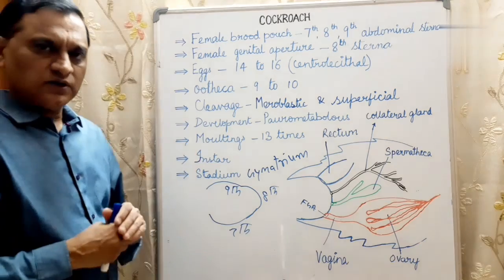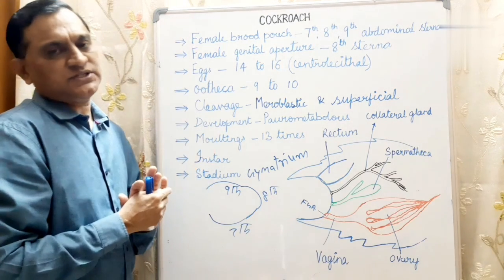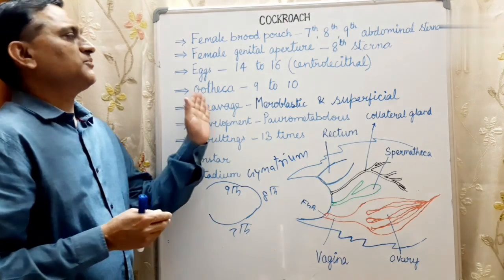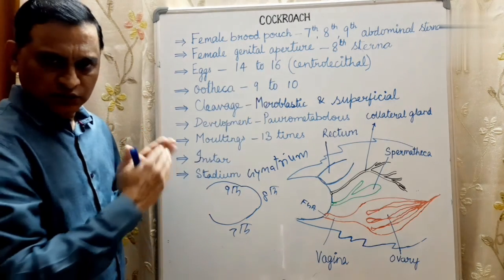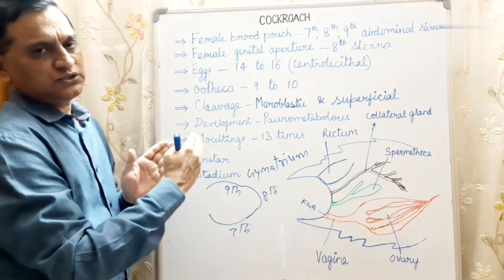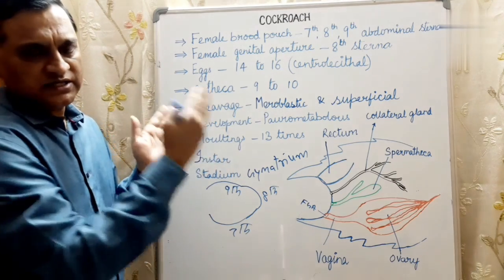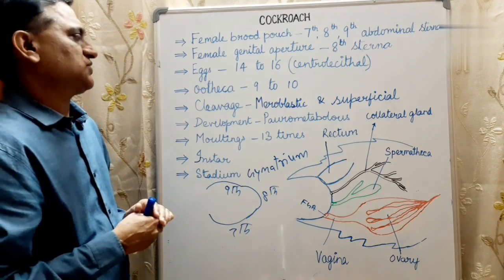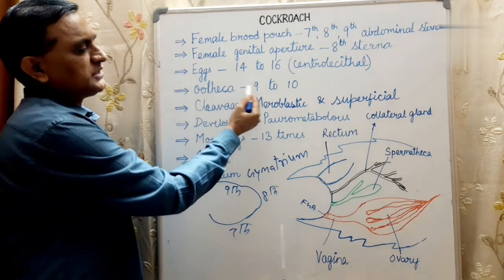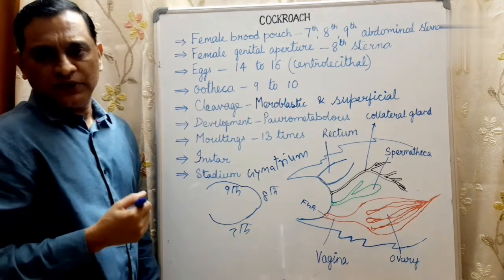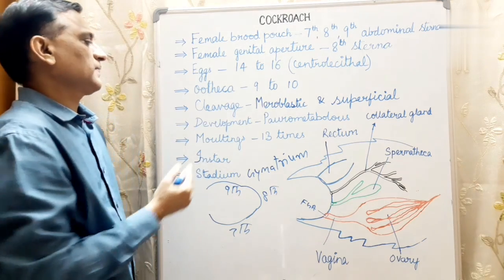In a cockroach, a pair of ovaries is present, and they produce nearly 14 to 16 eggs. The eggs are arranged in 2 rows, and each row consists of 8 eggs inside the ootheca or egg case. So how many ootheca are laid by the cockroach? Nearly 9 to 10 ootheca.